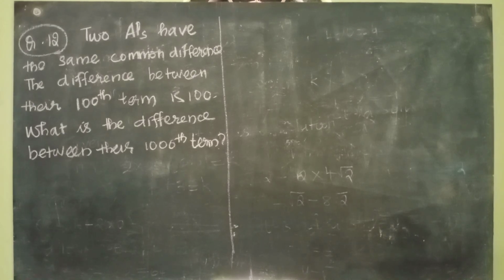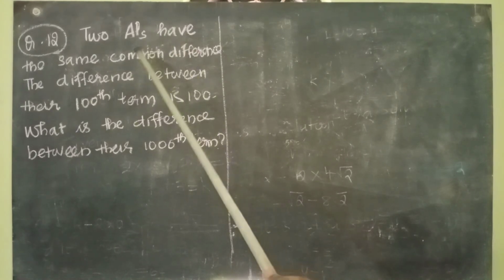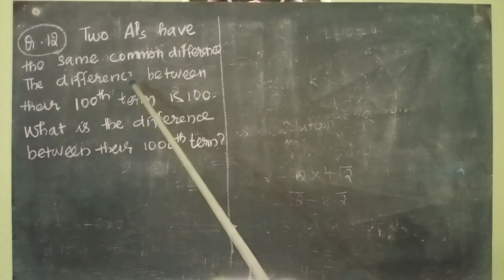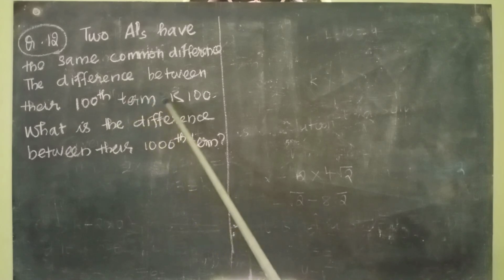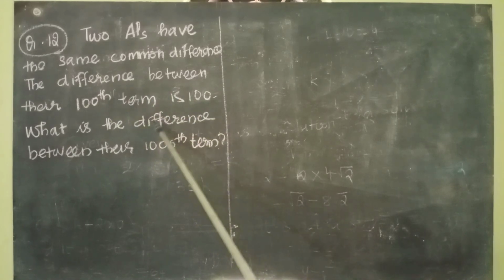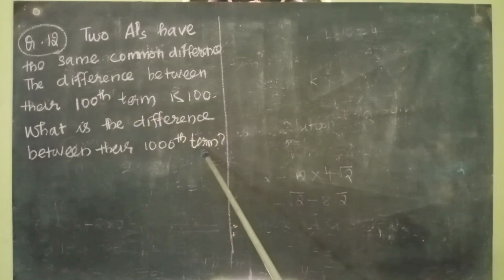In this video, we are going to discuss question number 12 of exercise 5.2. Two APs have the same common difference. The difference between their 100th term is 100. What is the difference between their 1000th term?